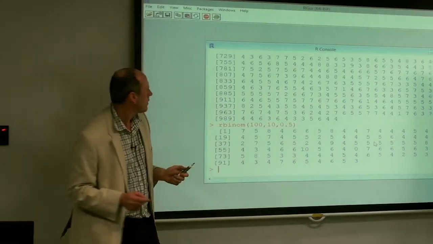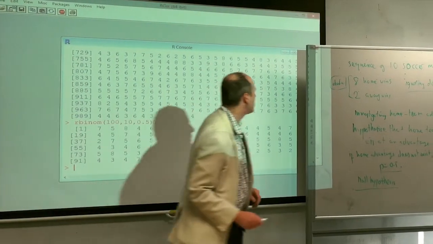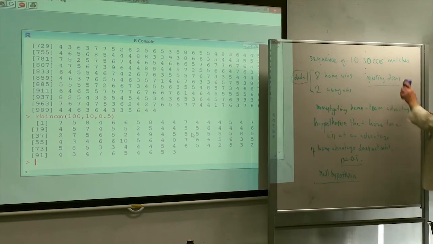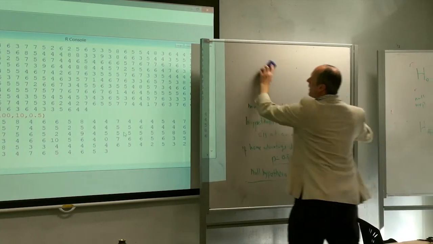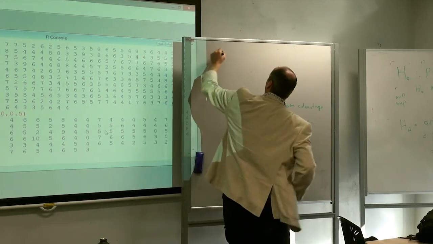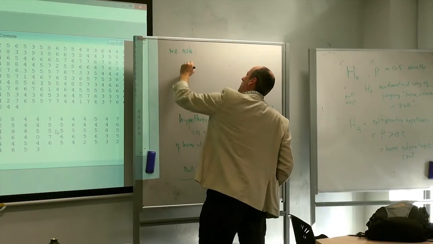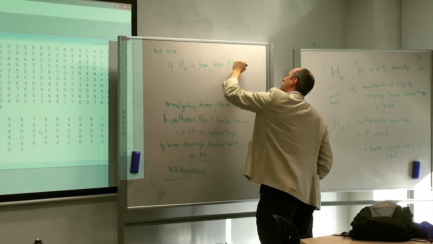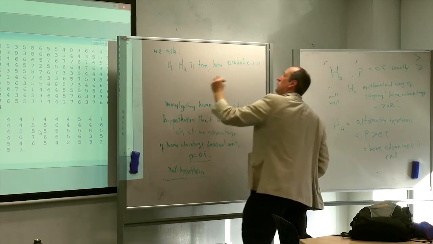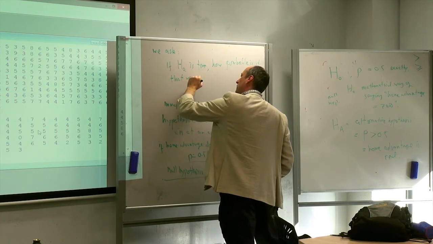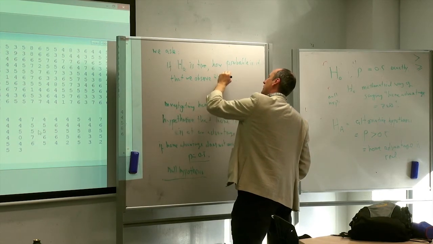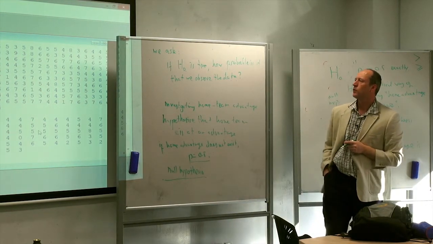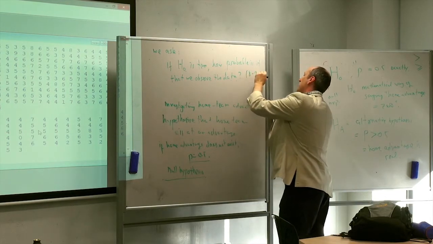And so what we ask is this. We ask, how likely is it? The question we ask is: if the null hypothesis is true, how probable is it that we observe the data? Which in this case is 8, 2.